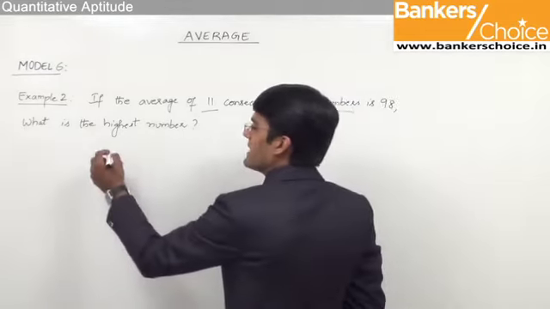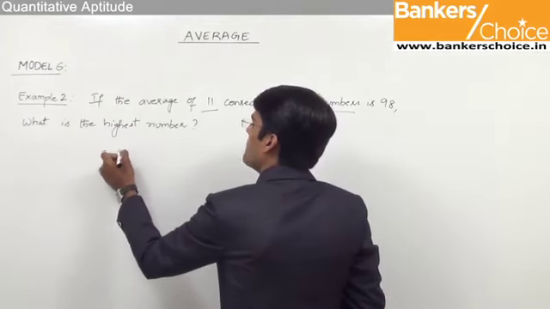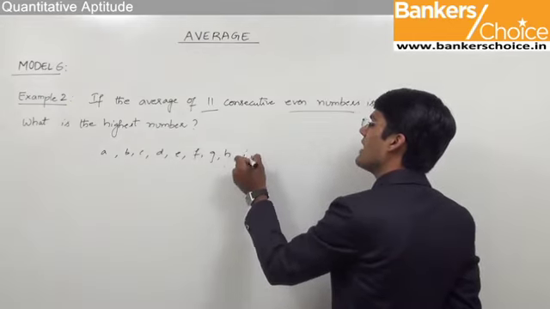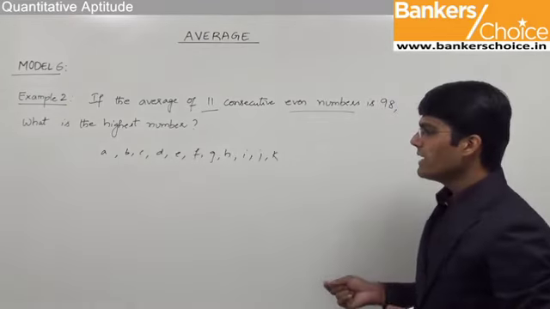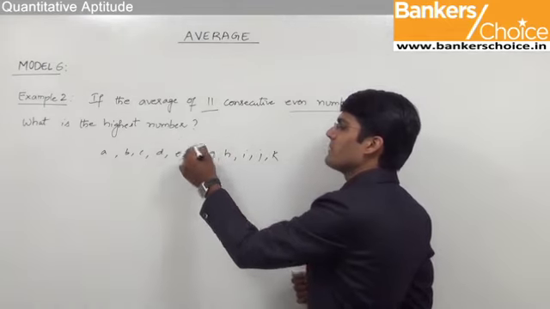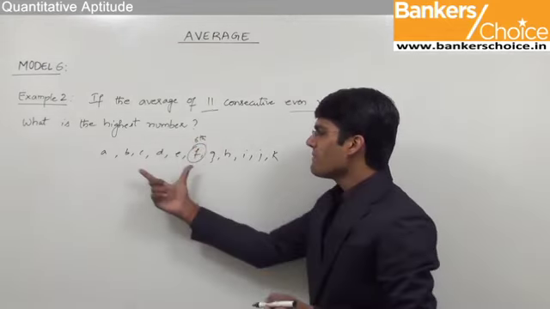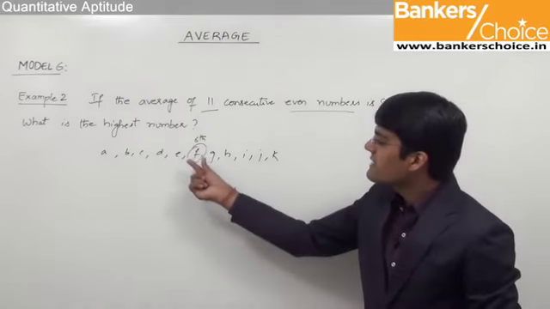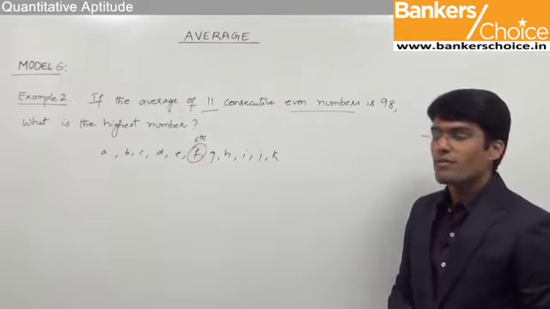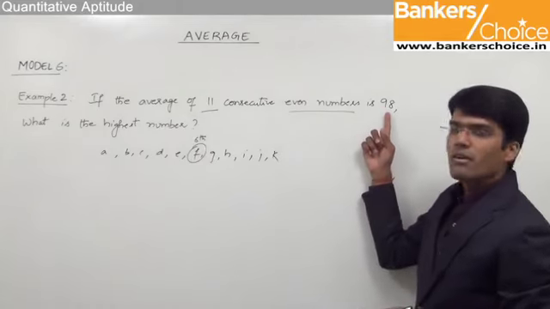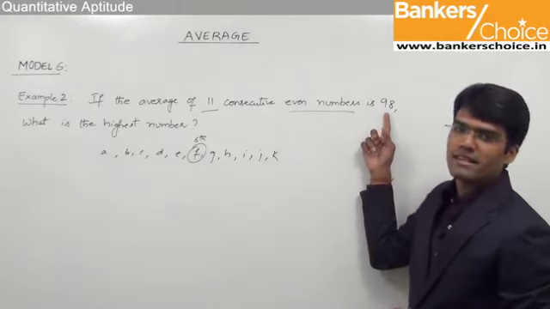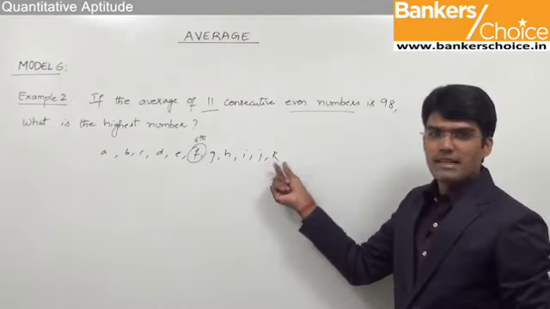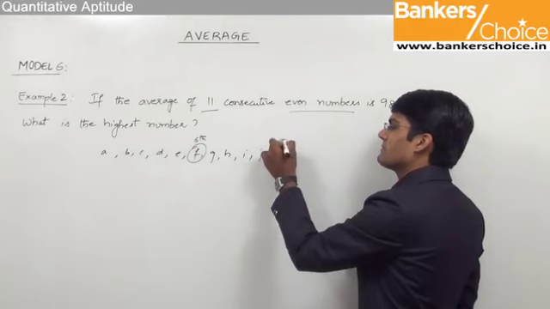If there are 11 consecutive numbers, for example, A, B, C, D, E, F, G, H, I, J and K, very clearly the middle number will be the sixth number, since we have 5 numbers in the beginning and 5 numbers after the sixth number. And this sixth number should be the average. So very clearly the sixth number from these 11 consecutive numbers is 98. And the highest number should be the last number, that is nothing but the 11th number.